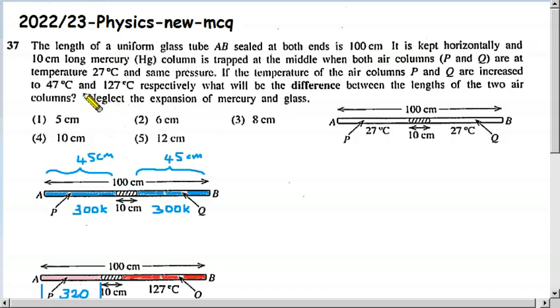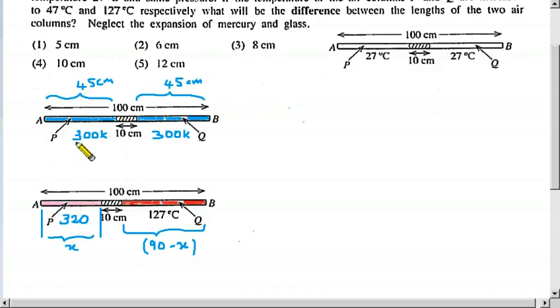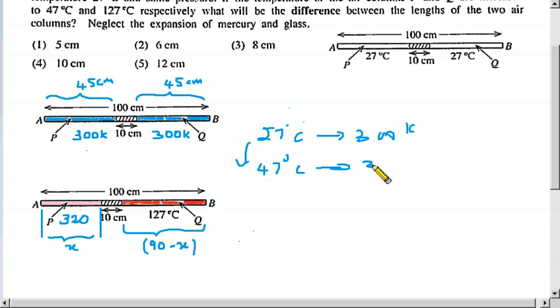Understood? Because we have written 300 Kelvin for 27 centigrade. Then here 47 centigrade, so 20 degrees greater: 27, 37, 47. So this side also should be 20 degrees greater than 300, 320 Kelvin, like that.